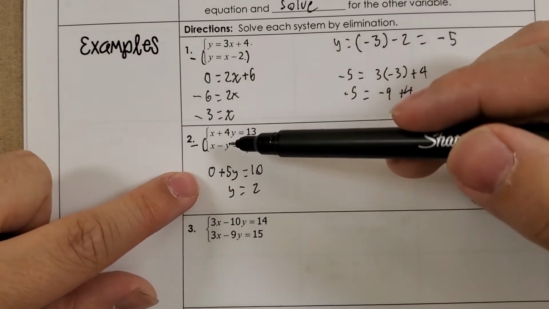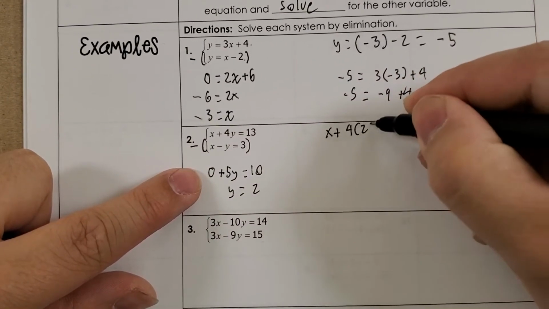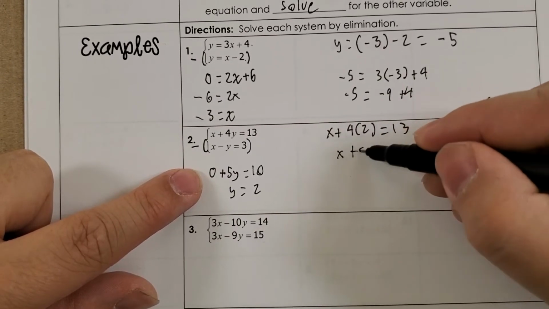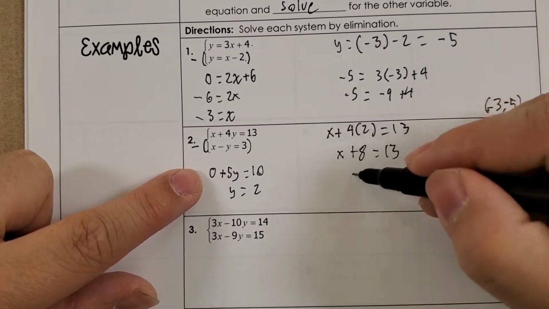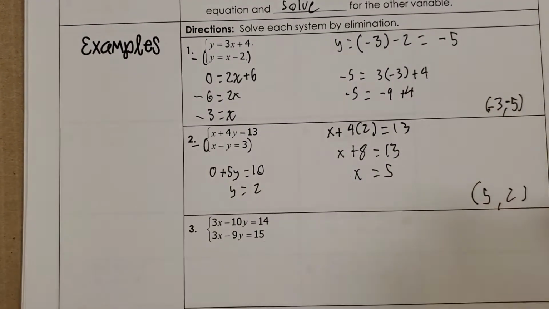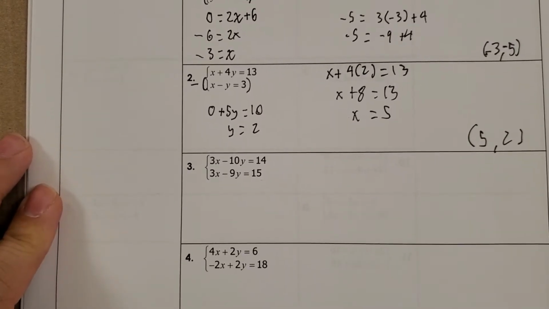Take that 2, plug it back in, I'll plug it into the top one. x plus 4 times 2 equals 13, so x plus 8 equals 13. Subtract 8 from both sides, you should get x equals 5. There we go. Okay, let's do one more here.